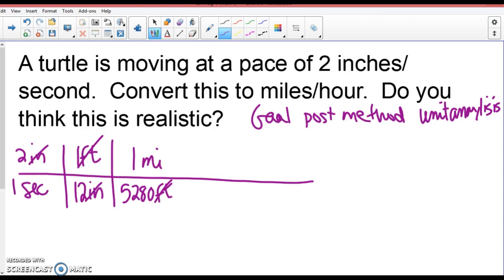That's not what we want. We want miles per hour. Well, you could do this one of 2 ways. How many seconds are in a minute? 60 seconds in a minute. Seconds are down here. So where do I want the seconds in my unit analysis? Yep, so 60 seconds in 1 minute.